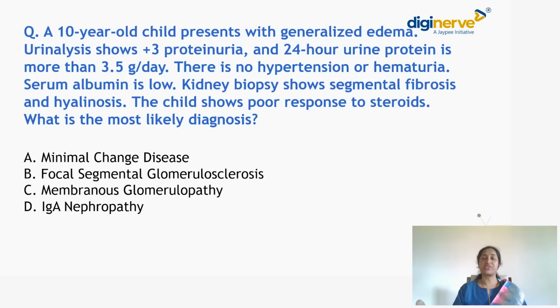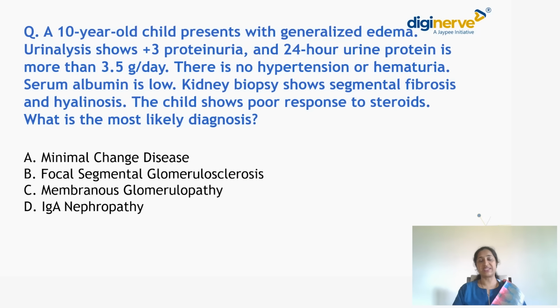Now I will discuss option B. Option B is focal segmental glomerulosclerosis. Now look at the word focal segmental. Is there segmental even in the question? Yes. The kidney biopsy has shown segmental fibrosis and hyalinosis. So yes, there are segmental changes here. The disease is focal segmental glomerulosclerosis. Sclerosis means fibrosis and hyalinosis. And focal segmental glomerulosclerosis does show poor response to steroid. So right now, before we analyze C and D, B looks like the best option.